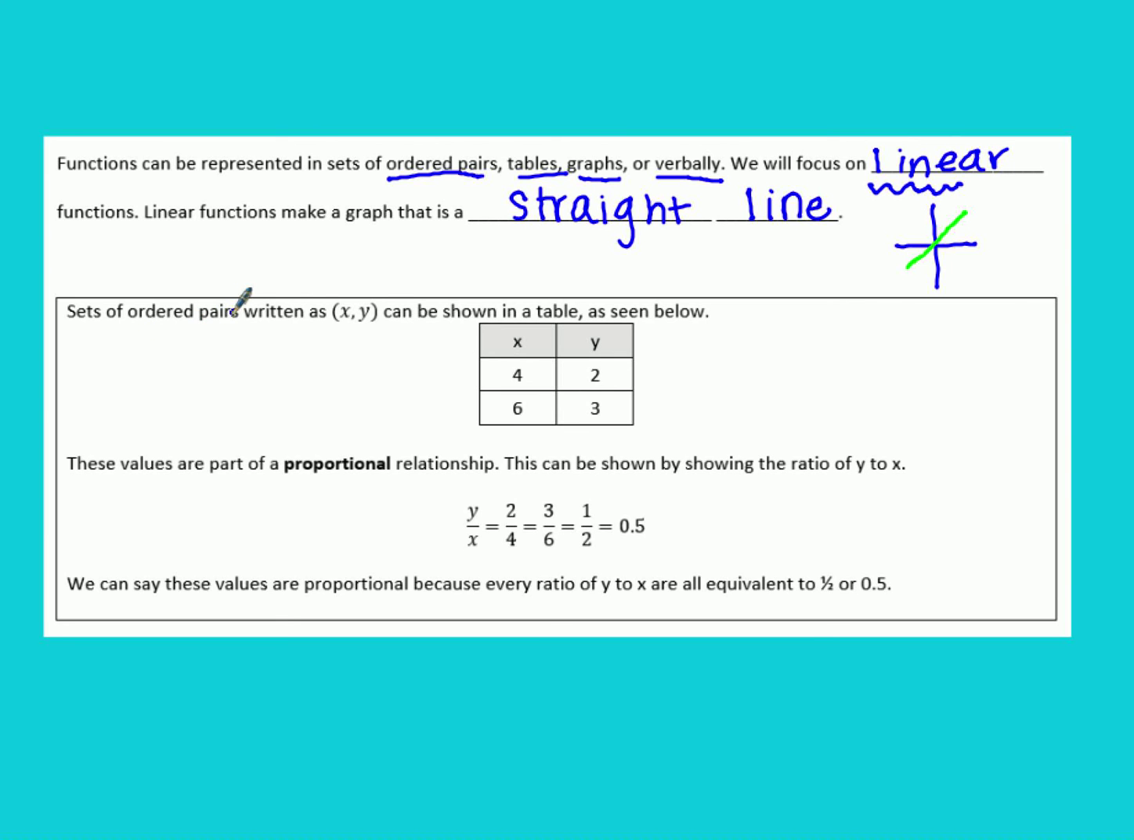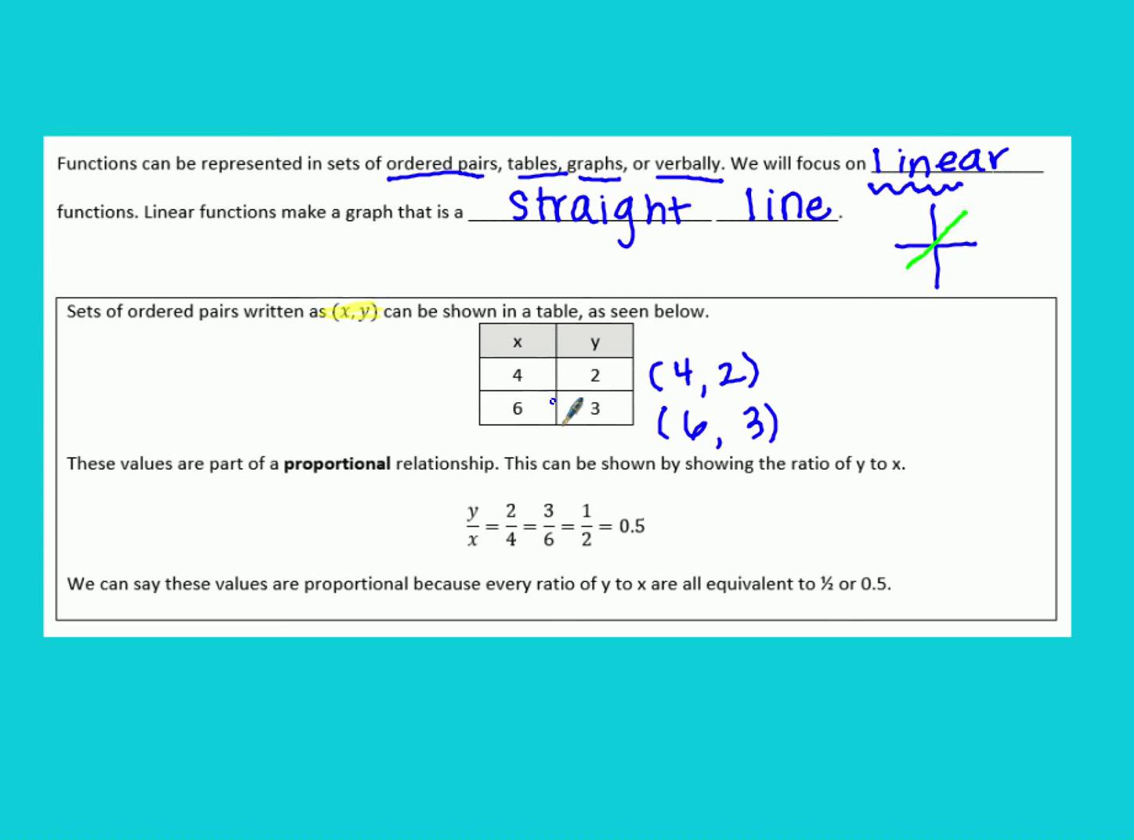So a set of ordered pairs, remember an ordered pair is written as x comma y. It's something really important that we'll be seeing over and over again. They can be written as a table. So you could see these points listed in a table like we have below here. So when it says the x column and then the y column, each of these numbers go with each other. So this is the x, 4, and 2 is your y. So this would be a point that you would plot on the graph if you were given this table. 6 and 3, you would see 6, 3, that would be the point you're plotting.